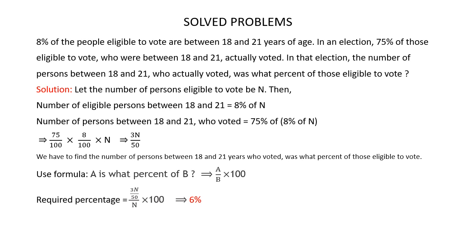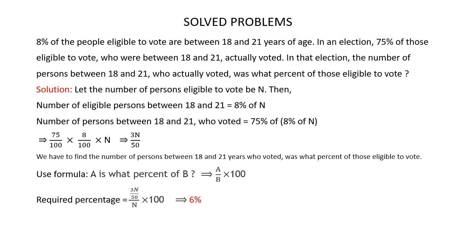we do not know. So let's assume that the total number of persons eligible to vote in the election is n. Then it's given that 8% of the people eligible to vote are between 18 and 21 years of age. So number of eligible persons between 18 and 21 years of age is 8% of n. Now it's given that out of this 8% of n, only 75% voted. So number of persons between 18 and 21 years of age who actually voted is 75% of 8% of n, which is 75 by 100 multiplied by 8 by 100 multiplied by n, which is 3n by 50.